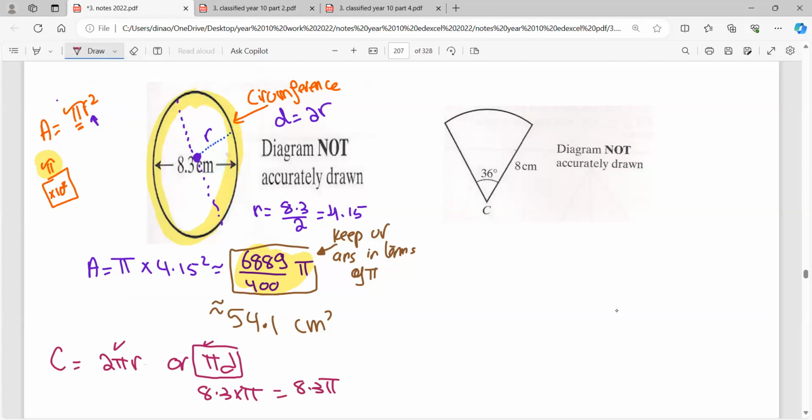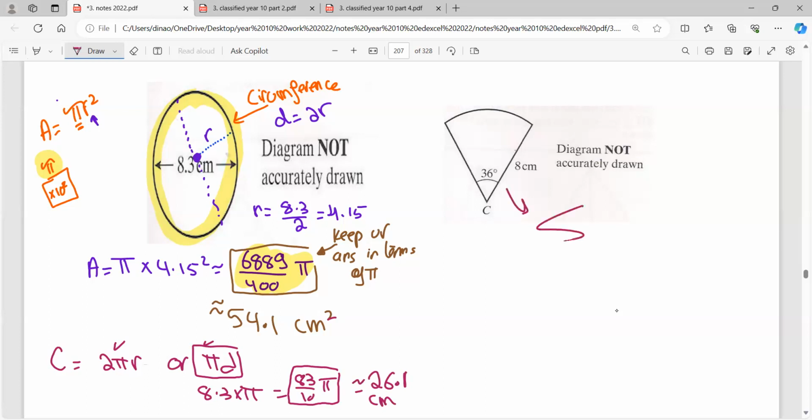If it's a calculator, it will not be written like this, by the way. If you place it on the calculator, this is what you'll get: 83 over 10 pi, because the calculator gives your answer in its simplest form. I leave it like this if the question says keep your answer in terms of pi. I change it to decimal if the question says, for example, round your answer to 3 significant figures, and this is the answer that I will get, which is 26.1. Okay, now this is for the area and the circumference of the circle.